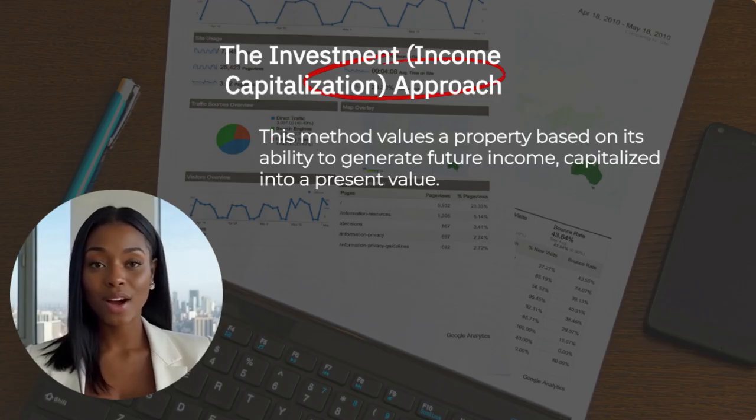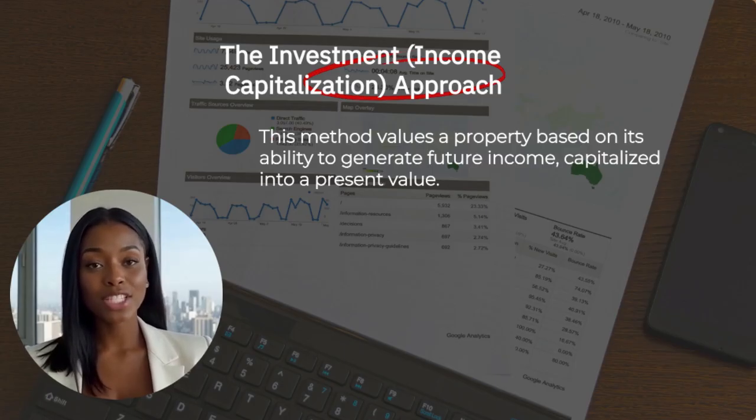Used for offices, retail malls, rental apartments, hotels. Assumptions: income is predictable and stable. Market-derived yields are available. Limitations: sensitive to inaccurate income projections. Complex for multi-tenanted or fluctuating properties.